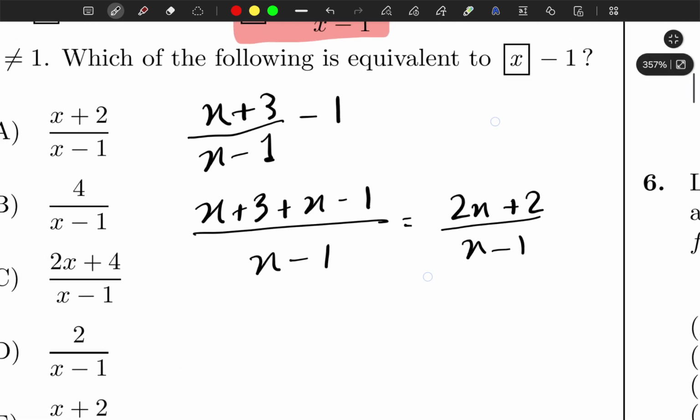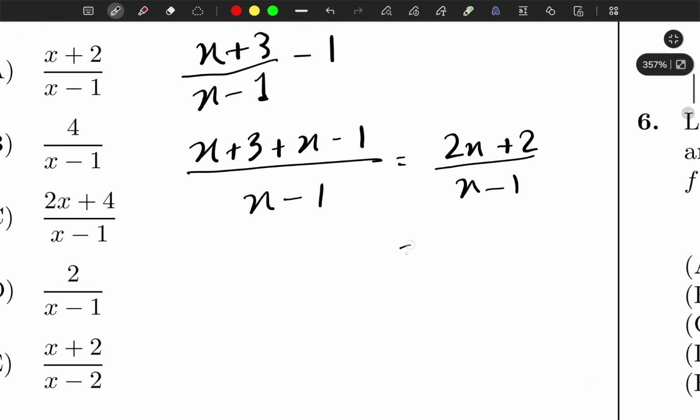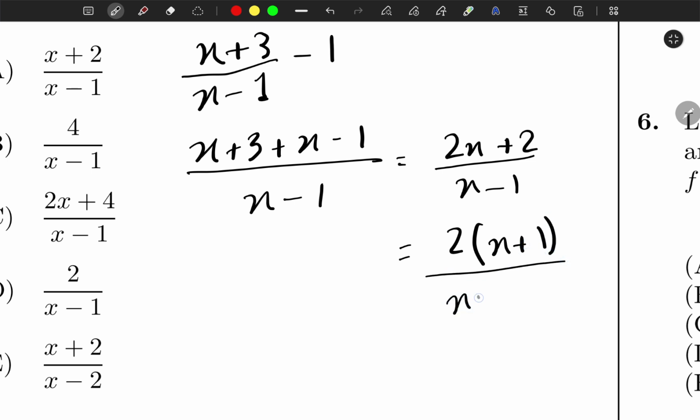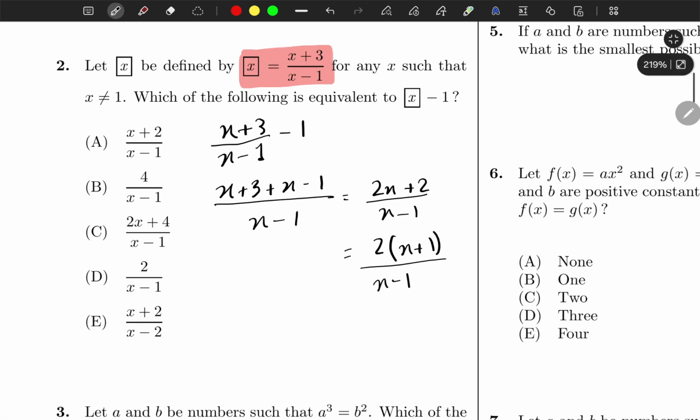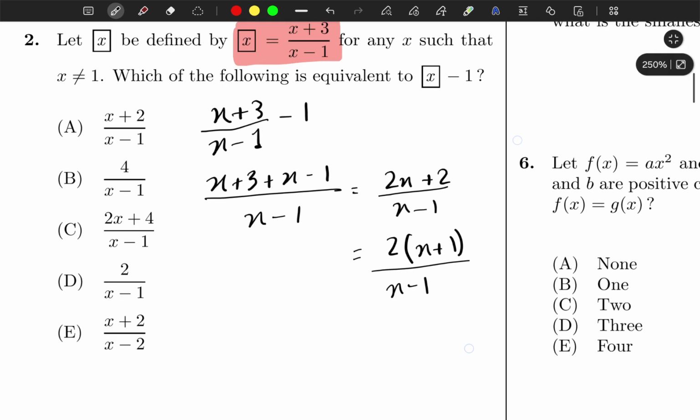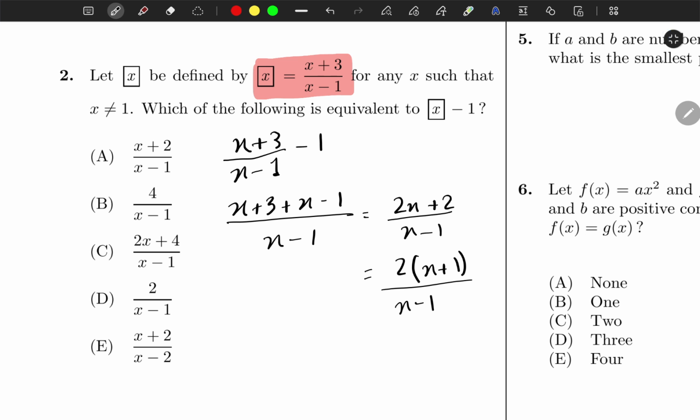So if we take 2 common, let's take minus 2 common. So if we take minus 2 common, we'll have, no, that doesn't work. Let's do 2 common, so you're gonna be left with this over x minus 1. Do we have an option like that? Not really. Maybe we have to rationalize. Let me see. Oh, I see the problem.